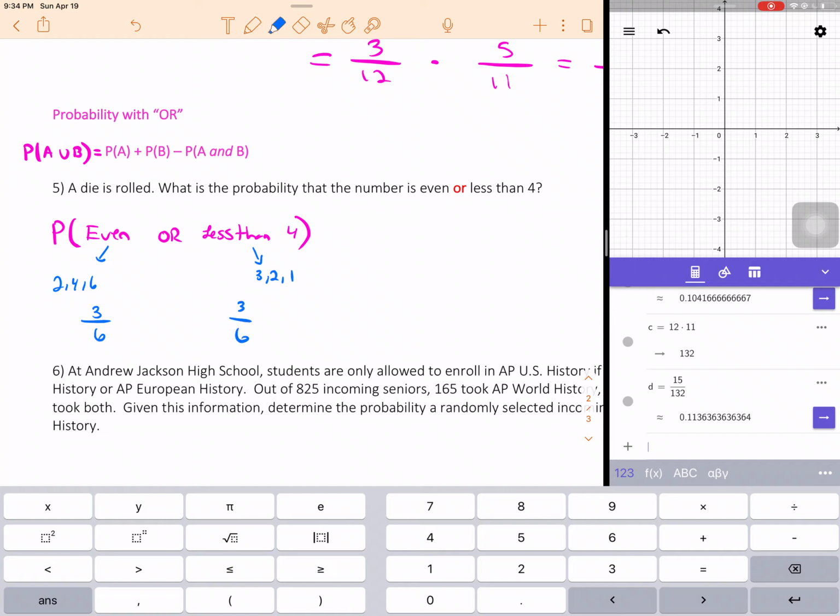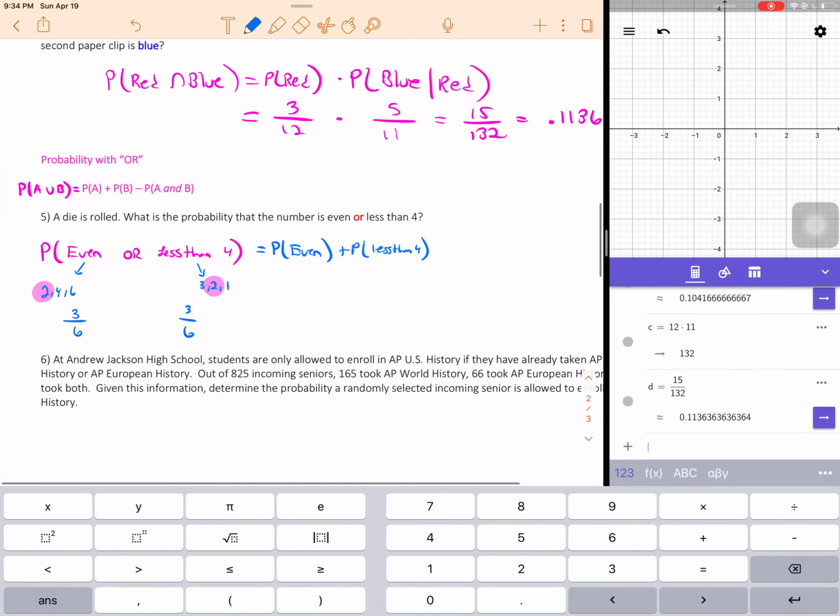But how many numbers did we count twice? We counted 2 in both groups. So you counted 2 actually twice, right? Because if you just added these together, the probability of even plus the probability of less than 4, you would get 3 over 6 plus 3 over 6, and then you would be saying it's 6 over 6 or 100%. But that's definitely not true, because what if you get a 5? That's not less than 4, and it's not even.